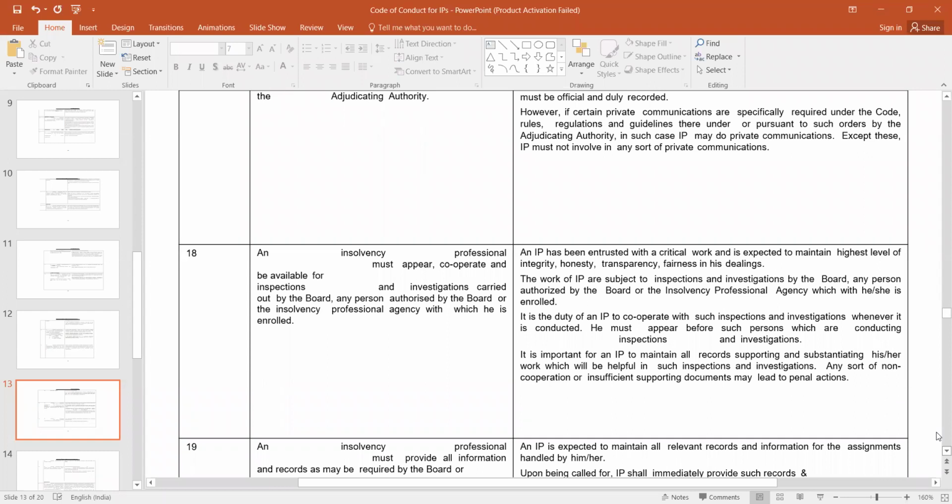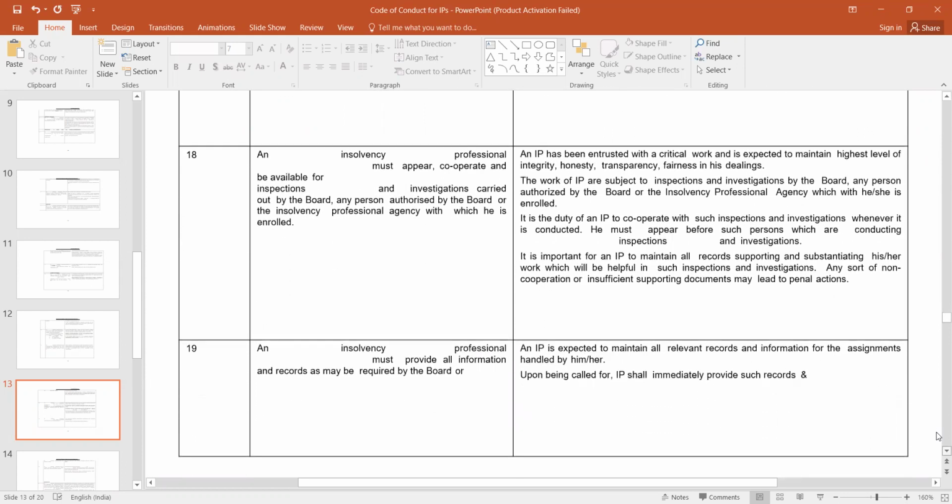It is important for an IP to maintain all records supporting and substantiating his or her work, which will be helpful in such inspections and investigations. Any sort of non-cooperation or insufficient supporting documents may lead to penal action. So that is also the point which is covered in communication.